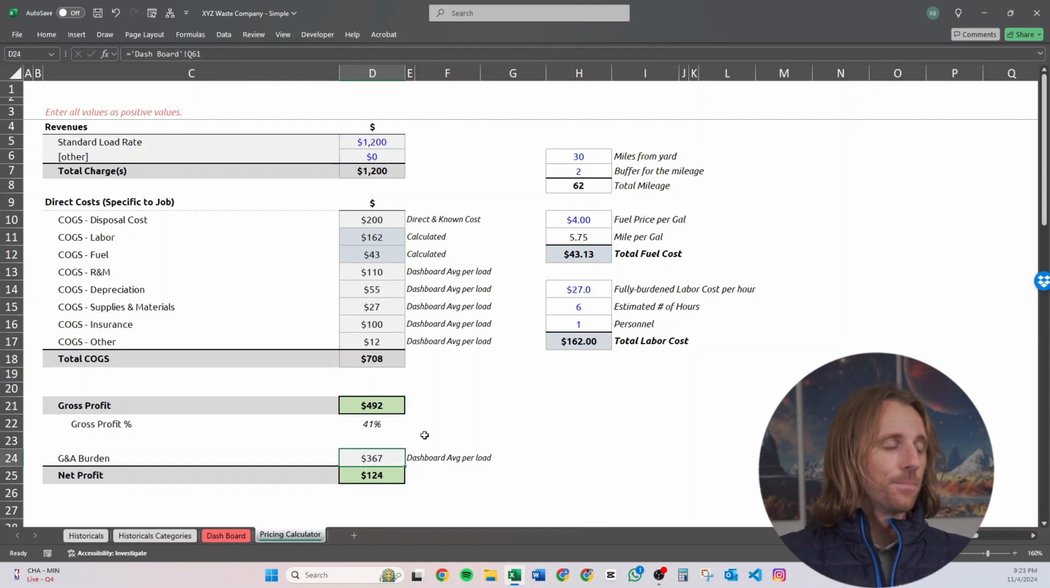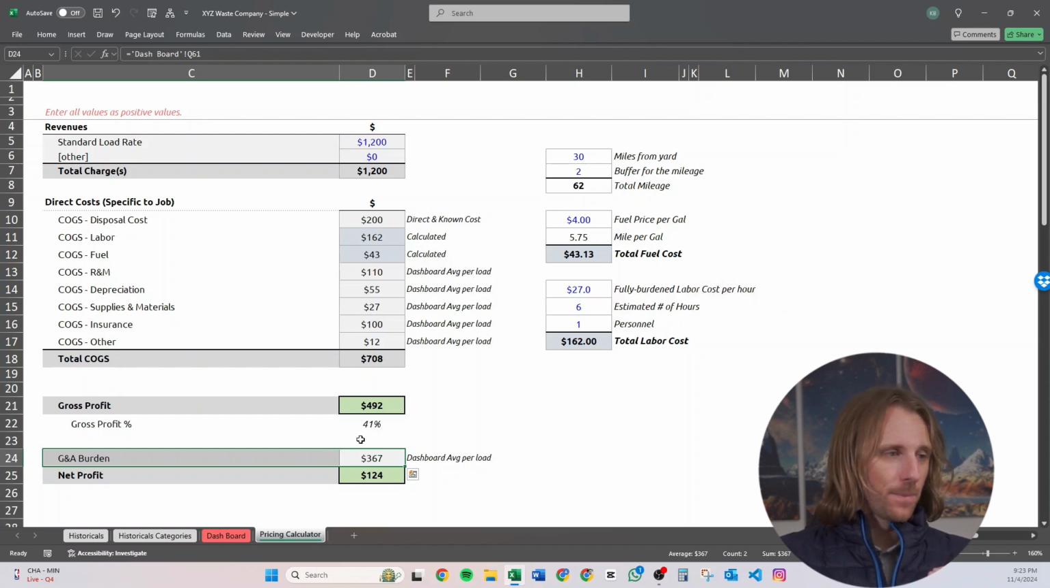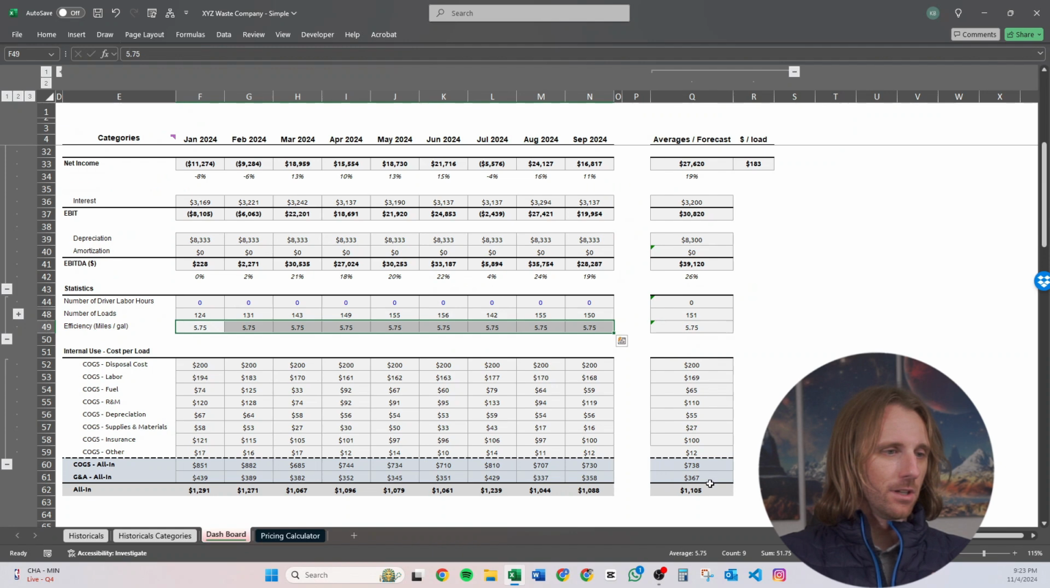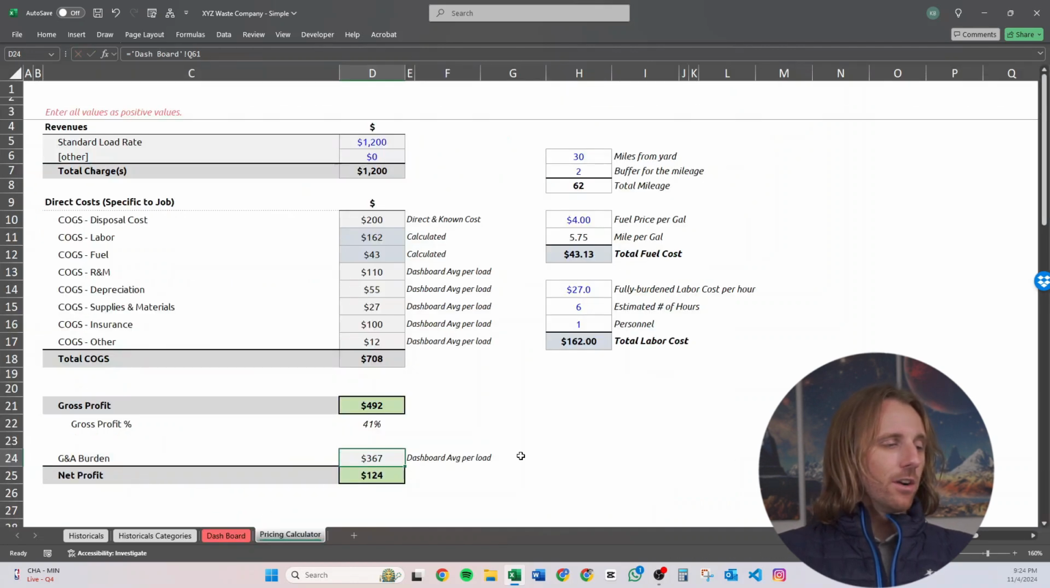And then the kicker here is that you don't have to break out your G&A. I think it's simple enough to do it this way, where you have one G&A hurdle that you have to get over. I just took this number right here, 367, which I think is our average. Yeah, it's effectively our average total G&A divided by the total loads over the last 4 months. And I'm using it here as, once we get to gross margin of roughly $500, what's the G&A hurdle we have to get over in order to get to a net income number?